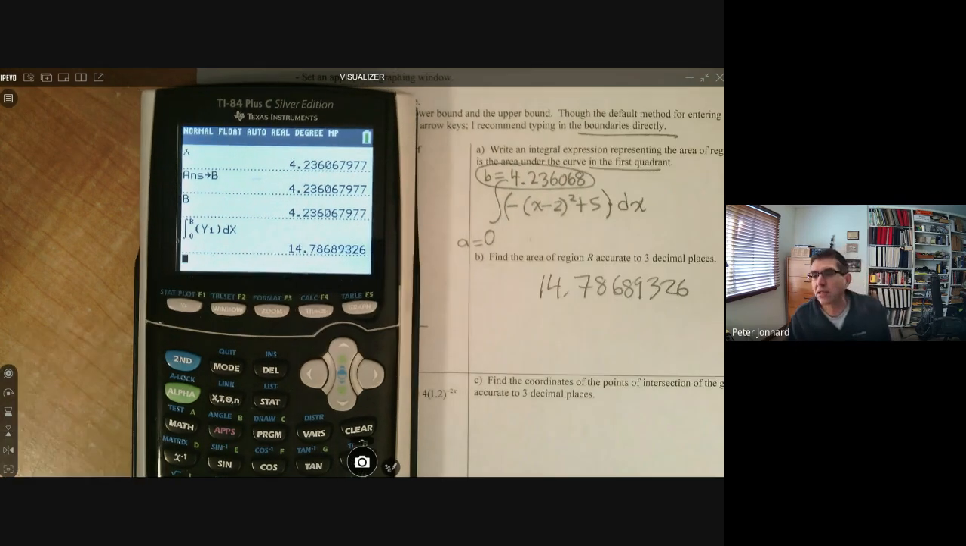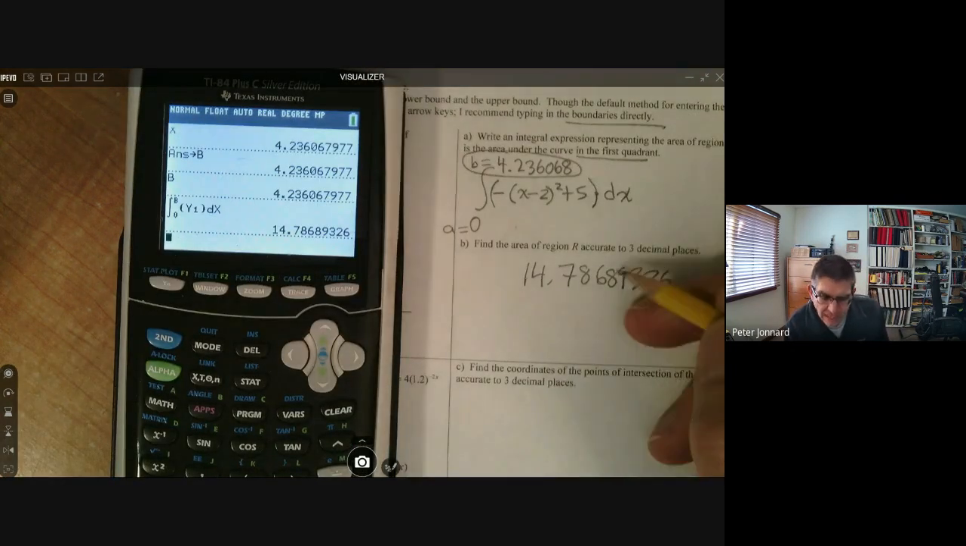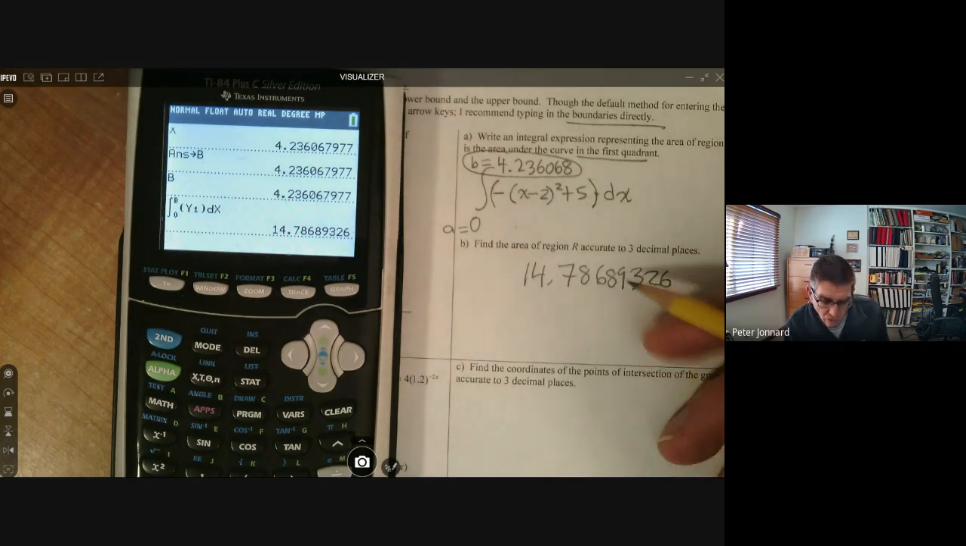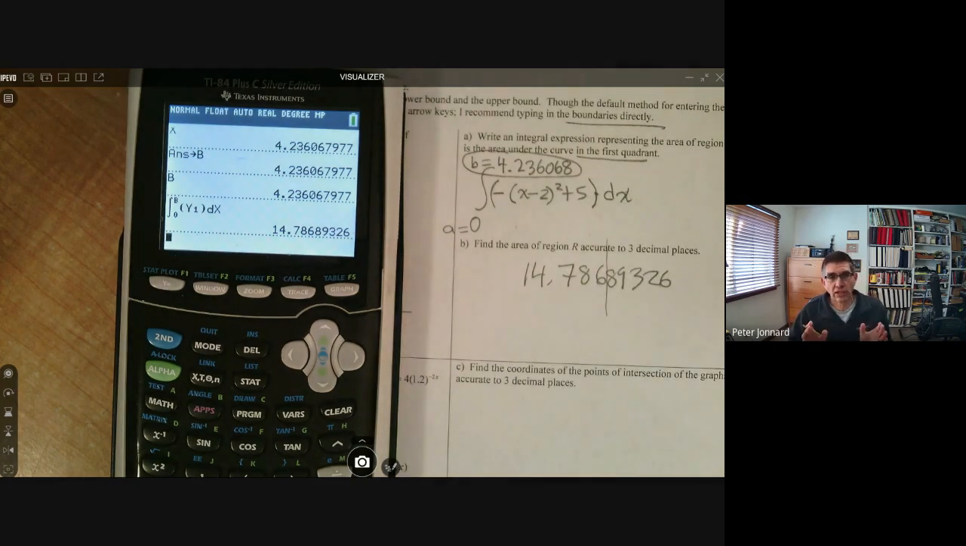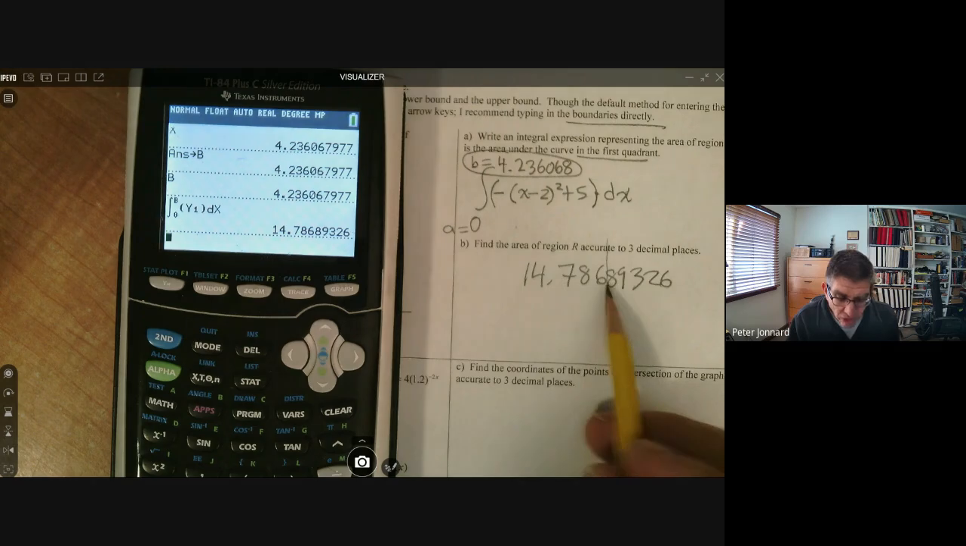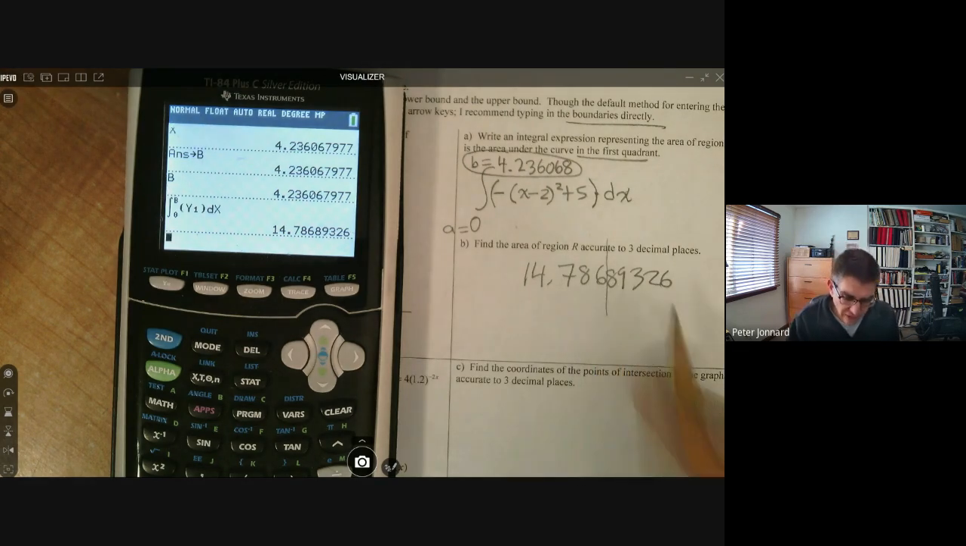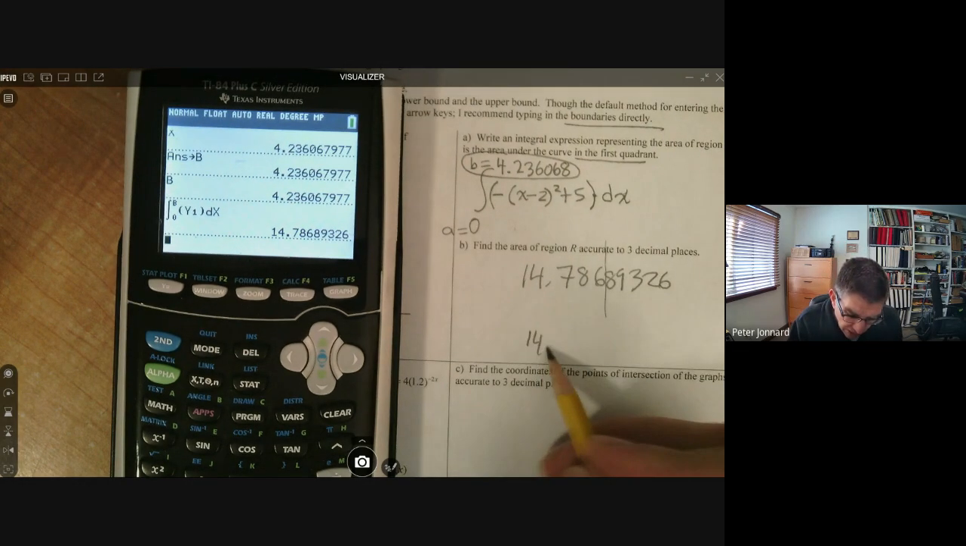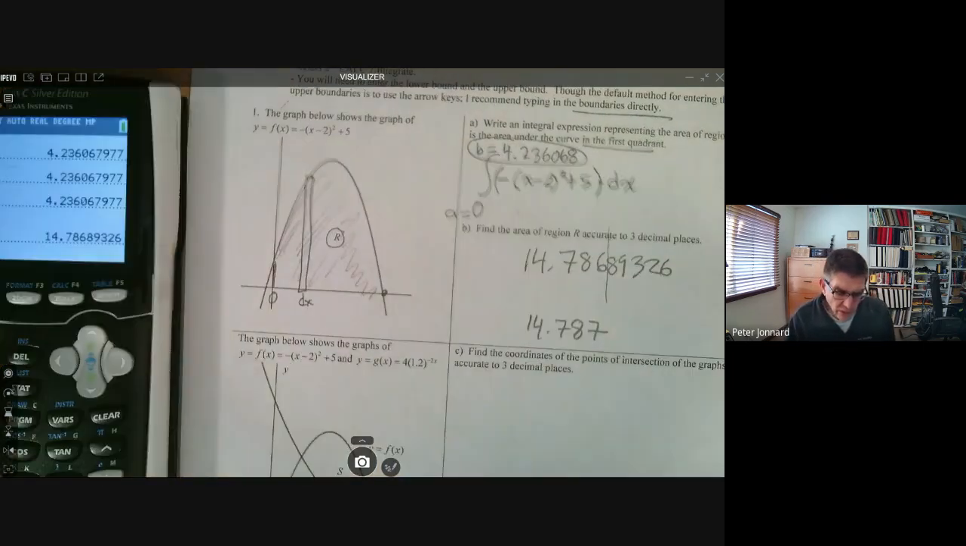And here we are, 14.78689326. Now this is too much writing; it's unnecessary. On AP tests, they will let you truncate. You could truncate here. If you write 14.786, you get credit, but I want you to develop good habits. So on homeworks, I do expect you to actually round. I don't want you to forget that important skill of rounding. So I would say 14.787.